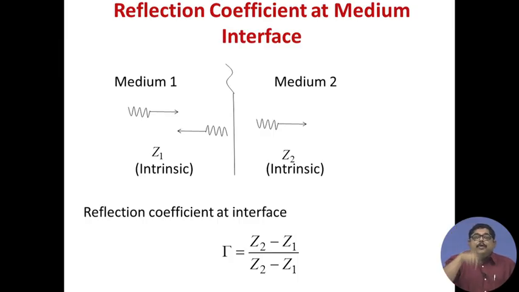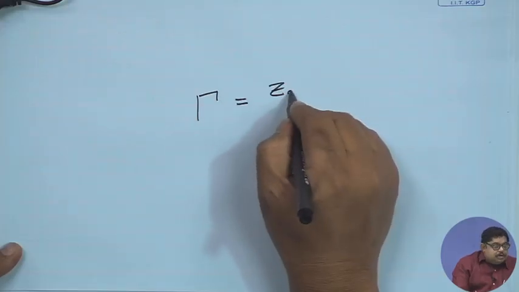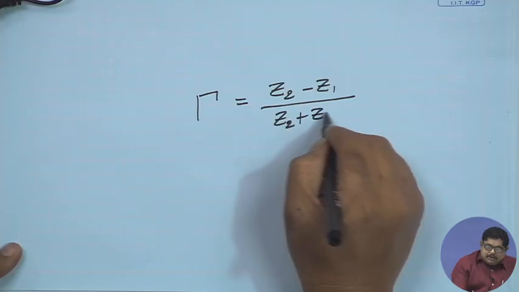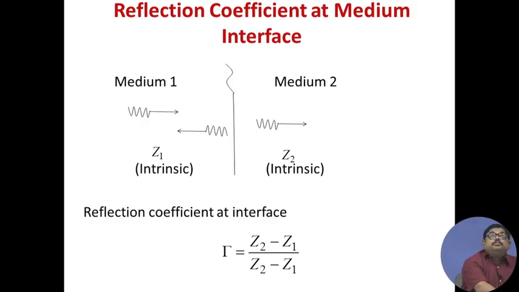Then from the interface there will be a reflection back to medium 1, and the reflection coefficient of the interface is given by Z2 minus Z1 by Z2 plus Z1. Sorry, there is a mistake. Please note this, the slide is wrong here. Gamma is equal to Z2 minus Z1 by Z2 plus Z1.